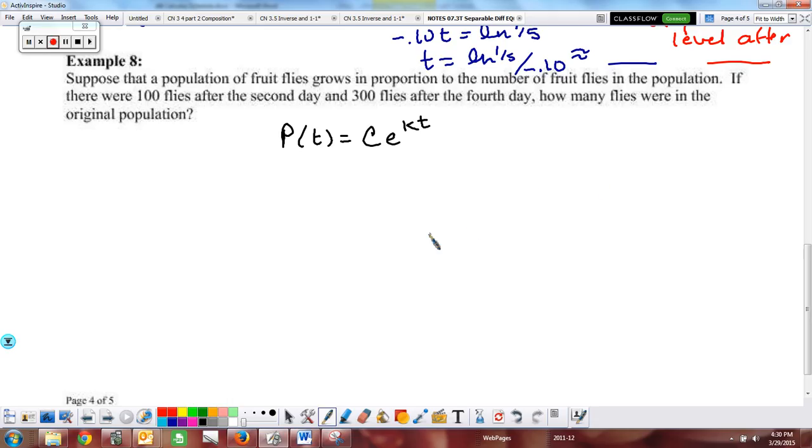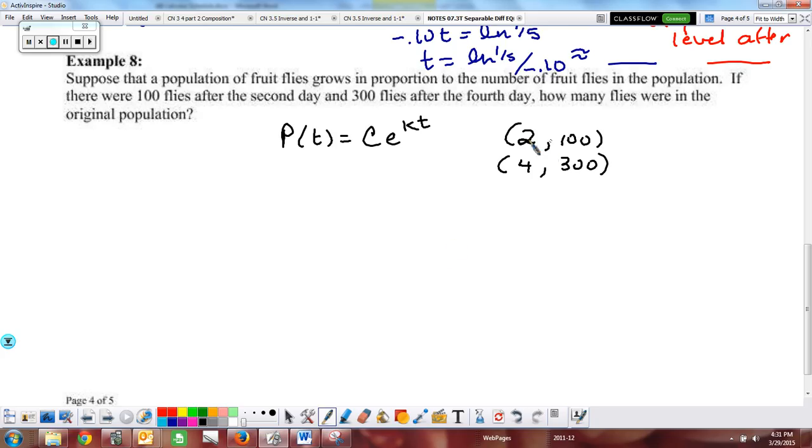And then we say if there were 100 flies after the second day and 300 flies after the fourth day, how many flies were in the original population? So at the end of day 2, you had 100. And then after the fourth day, you had 300. Now we want to figure out how many were in our original population. So now let's go back to pre-calculus. We've seen problems like this before.